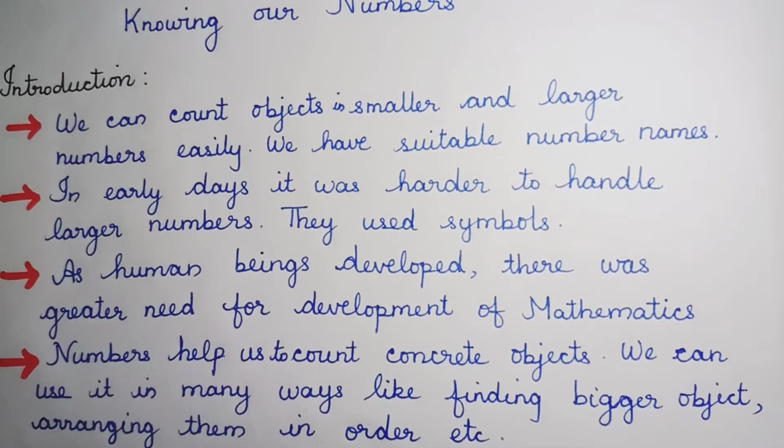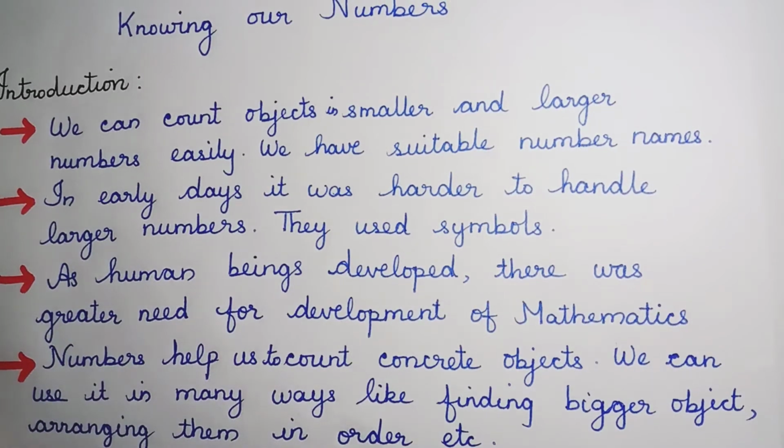So where do we use these numbers? The main purpose of using numbers is to count any concrete object. So the main purpose of numbers is to count. We use numbers for counting in many ways, like finding a bigger object or a smaller object, and arranging numbers in ascending or descending order, and many other ways.